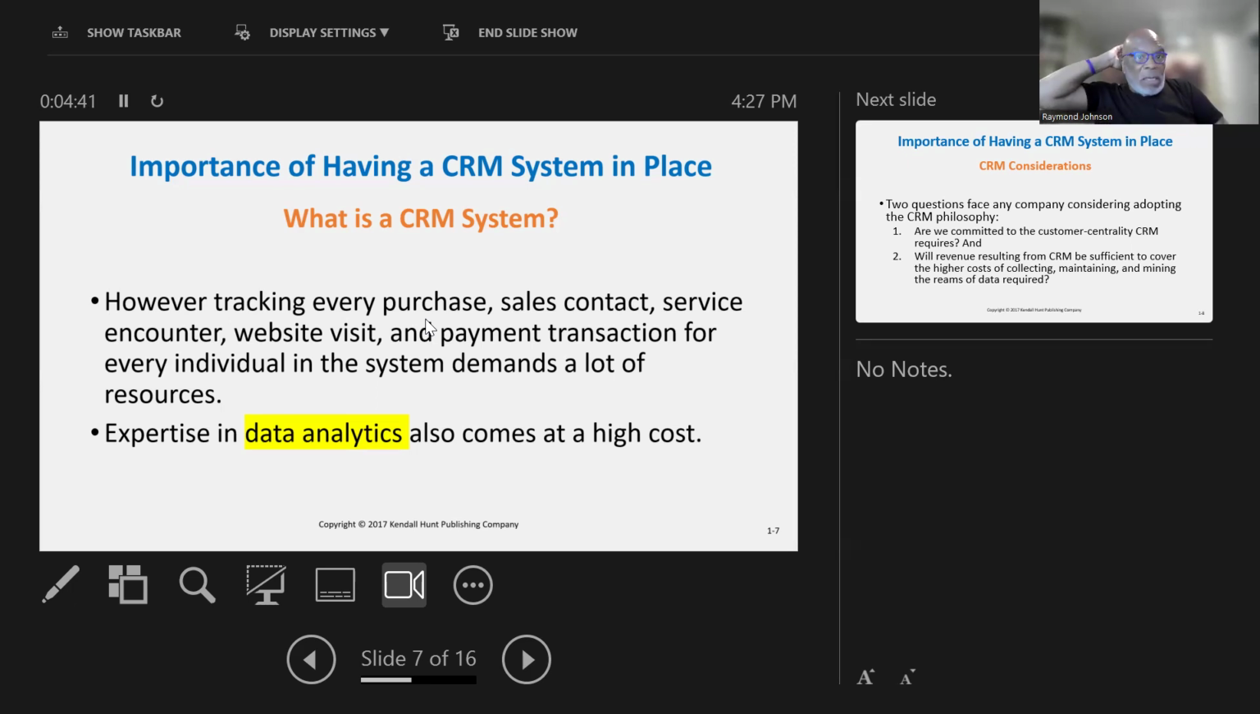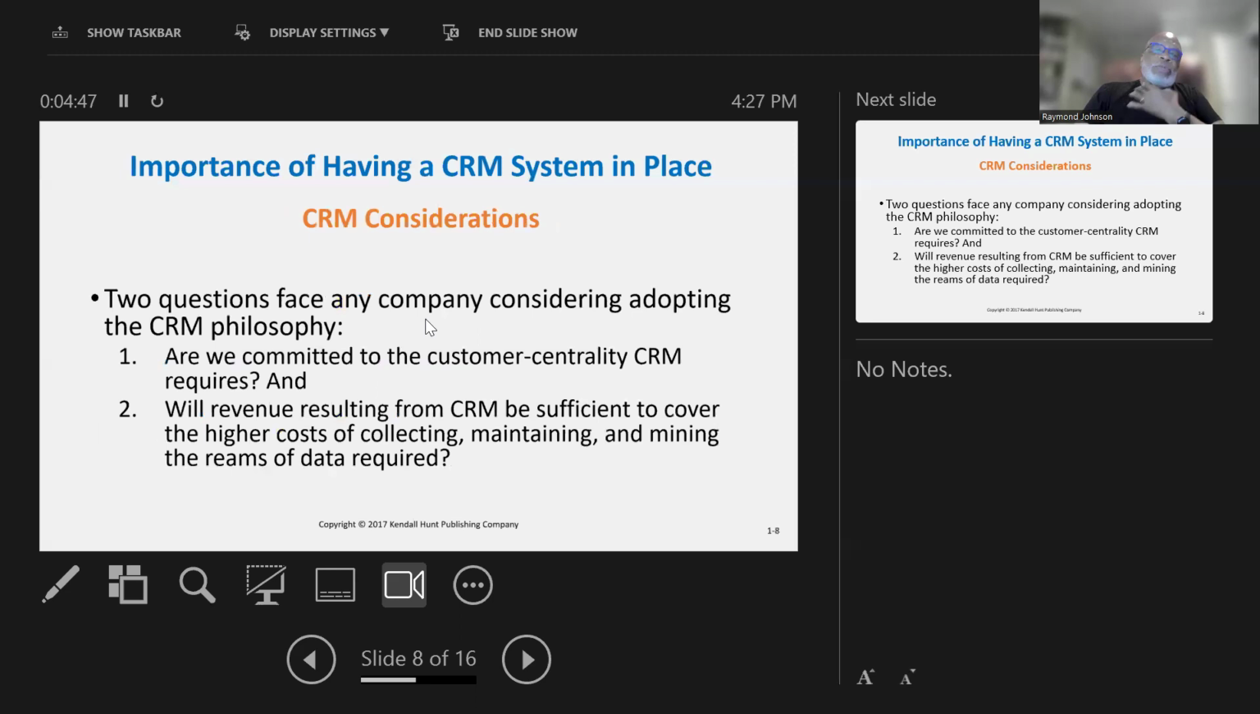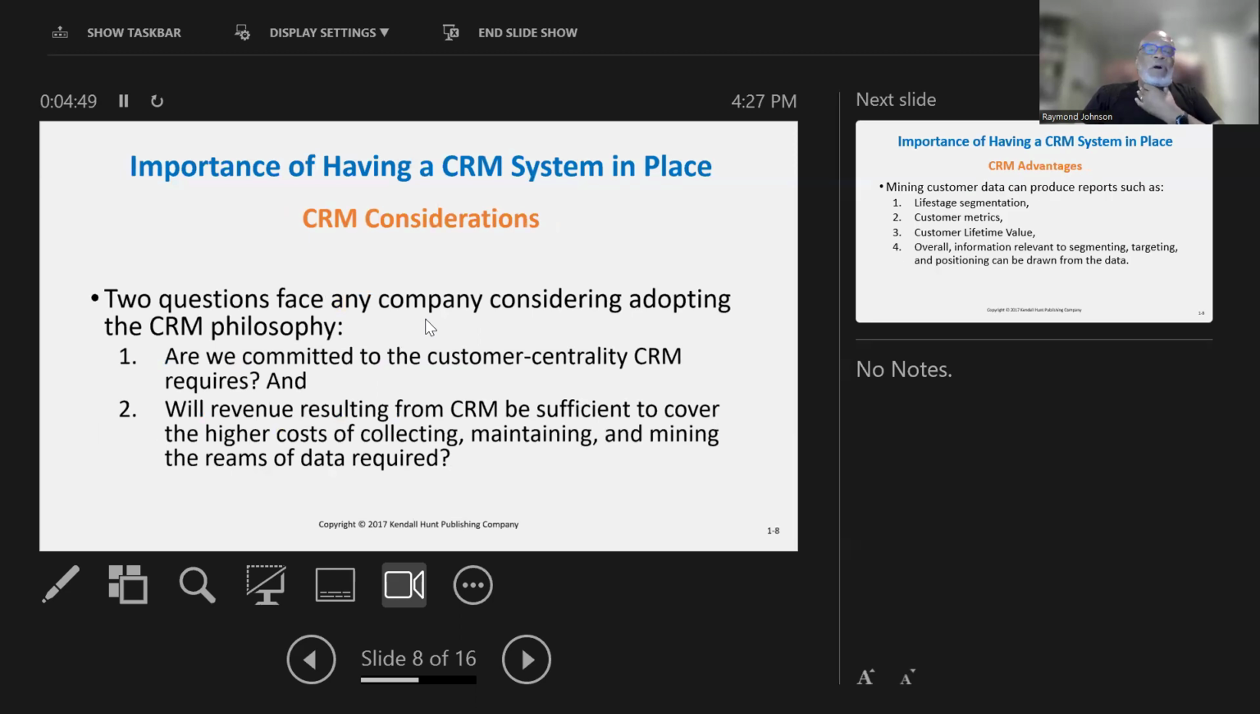But it costs money. We have a CRM system, the hardware and software to run that costs money. And so we need to determine, first of all, will the revenue from CRM exceed the higher costs of collecting, maintaining, and mining all this new information? If it does, that's great. If it doesn't, we need to rethink our CRM deployment options.